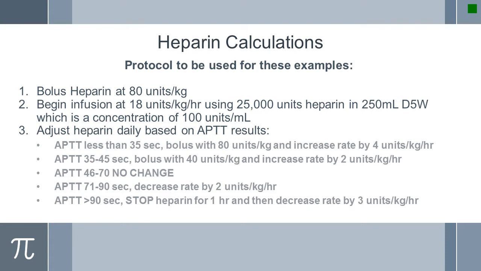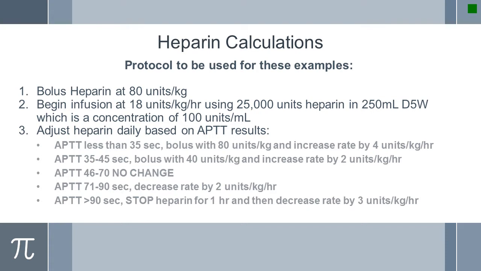If they're less than 35 seconds, you're going to bolus with 80 units per kilogram, then increase by 4 units per kilogram per hour. If it's 35 to 45 seconds, you're going to bolus with 40 units per kilogram, then increase by 2 units per kilogram per hour. If it's 46 to 70, there's no change. If it's 71 to 90, then you're going to decrease by 2 units per kilogram per hour. If it's greater than 90, you're going to stop the heparin for 1 hour, then decrease your rate by 3 units per kilogram per hour.